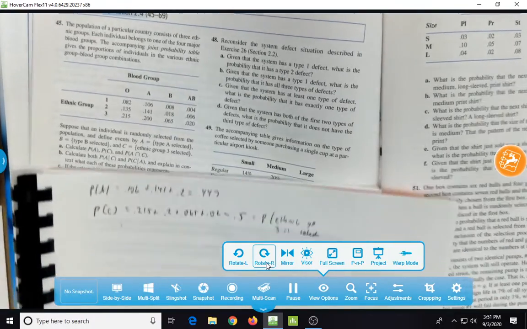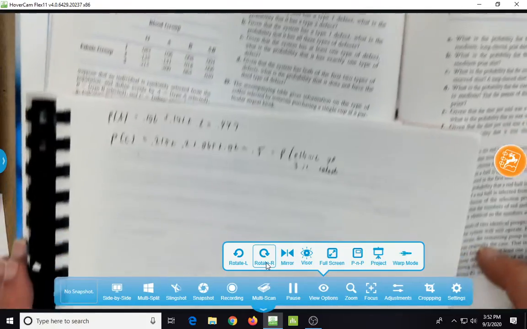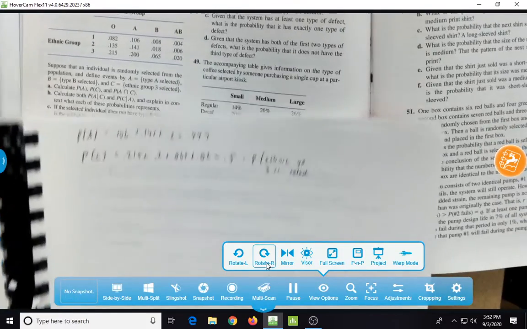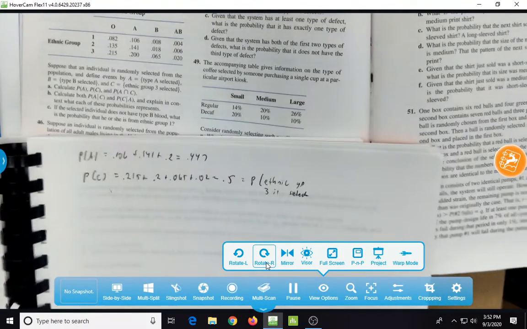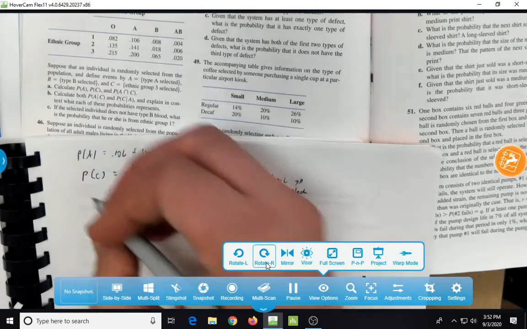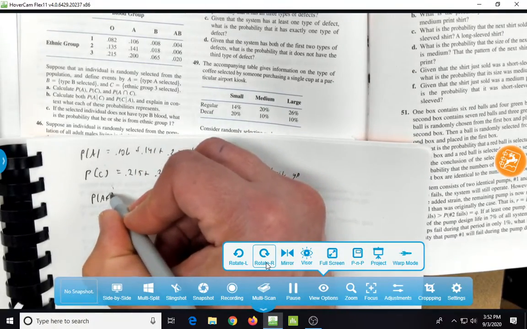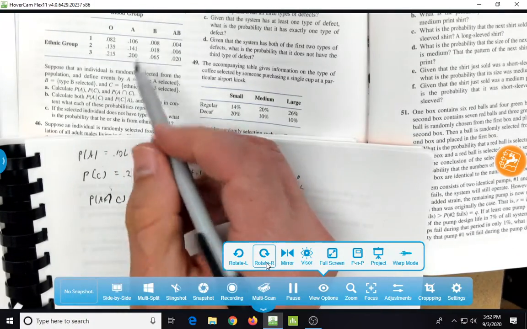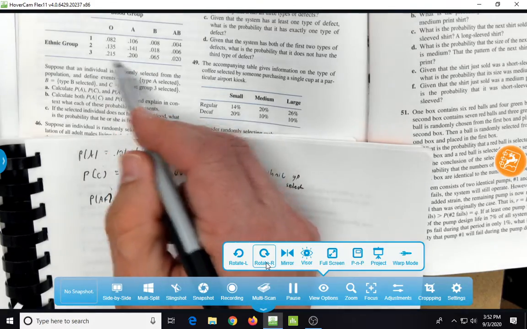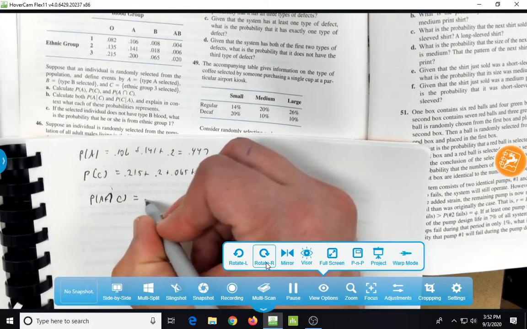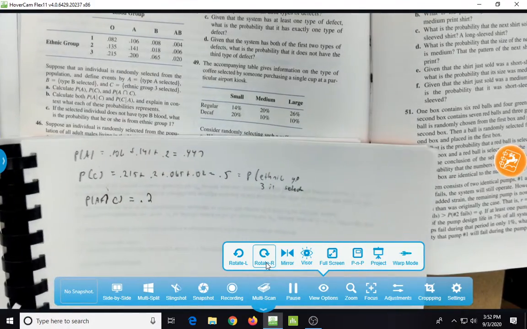And I wonder if that looks a little bit better. All right, so let's try the probability of A intersect C. Well, the probability of A intersect C is just column A and row C, and so that would just be 0.2.